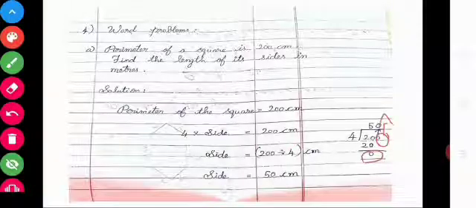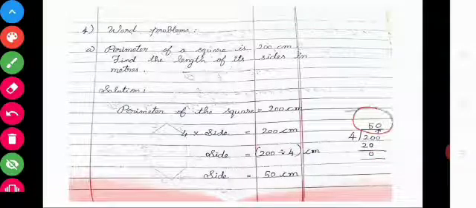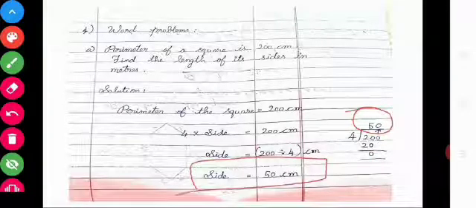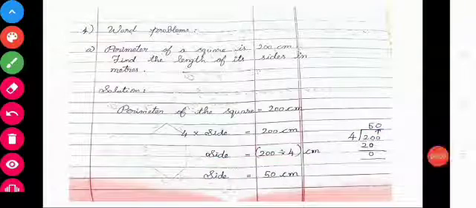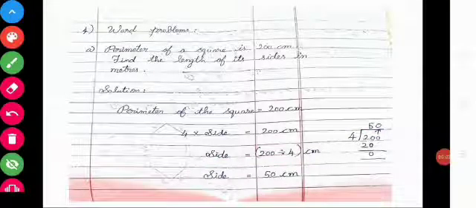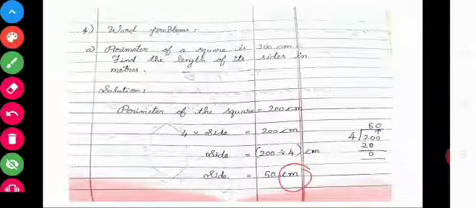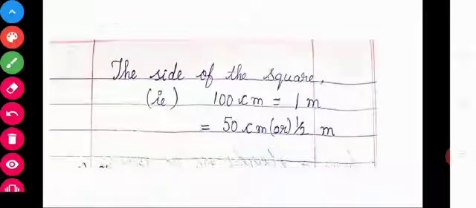So what is that quotient? You got it? 50 centimeter. So the side is how many centimeters? 50 centimeter. This unit is centimeter, write it as meter. Look at that. The side of the square, since we already know that 100 centimeter is equal to 1 meter, we already found that the side of the square is 50 centimeter. We can write it as half meter.